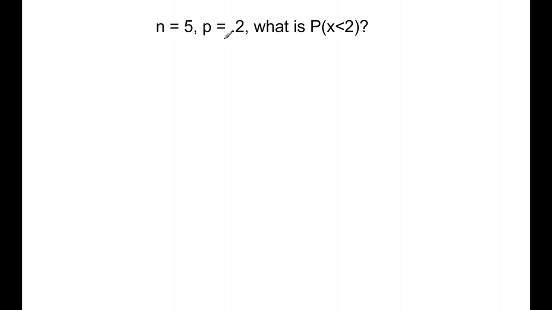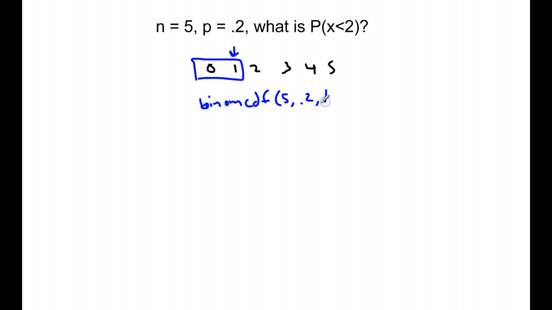N is 5, P is 0.2. What is the probability that X is less than 2? List out our values. And the probability that X is less than 2, well, 2 is not less than 2, just these two values, 0 and 1. We're going to do a CDF, so binomial CDF of this one here, and we do N, comma, P, comma, our highest value on the left is going to be our X, so we'd write 1.